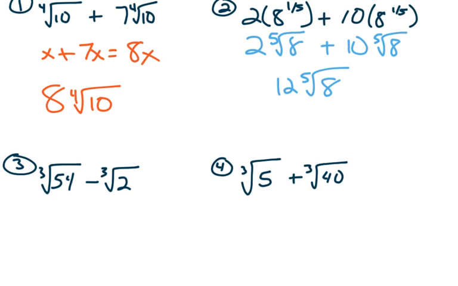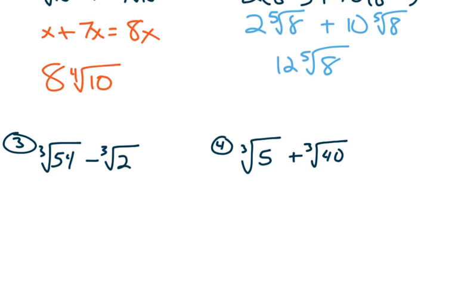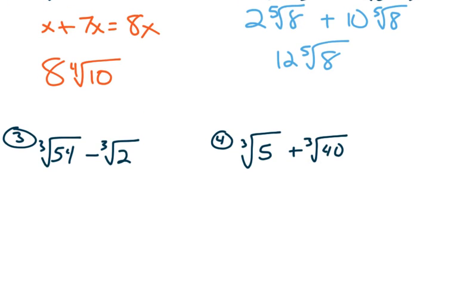54 is not a perfect cube, but it is divisible by one of the perfect cubes. If you look at that half sheet I gave you, the only perfect cube that 54 is divisible by is 27. Okay, so what we're actually going to do is rewrite this, we're going to simplify this: cube root of 27 times 2 minus cube root of 2. So the only thing I've changed here is 54. Everything else has stayed the same.